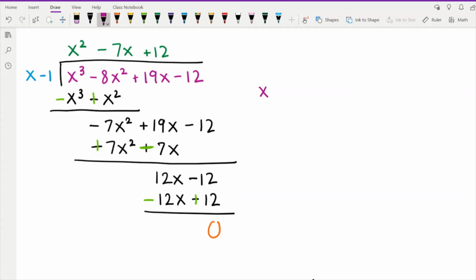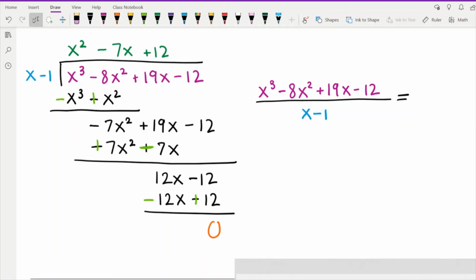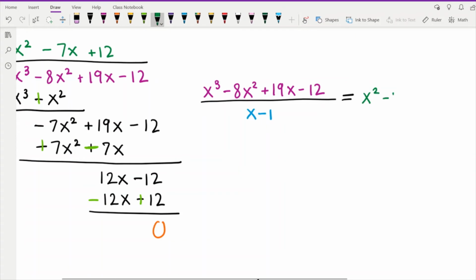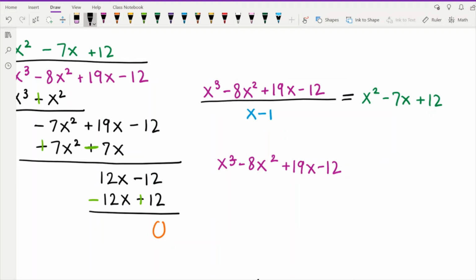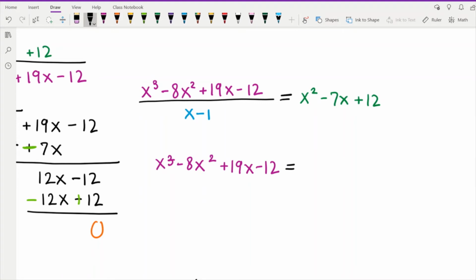Well, this tells us that x cubed minus 8x squared plus 19x minus 12 divided by x minus 1 is equal to, sorry, I don't know why my screen keeps getting stuck today. So what do we get as our answer? We got x squared minus 7x plus 12. And what does that tell us about our original polynomial? It tells us that x minus 1 is a factor. It went in perfectly. And so that tells us that x cubed minus 8x squared plus 19x minus 12 can actually be written as x squared minus 7x plus 12 times x minus 1. So this is going to be a really important idea.